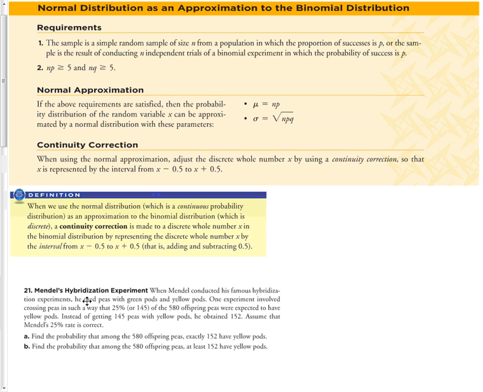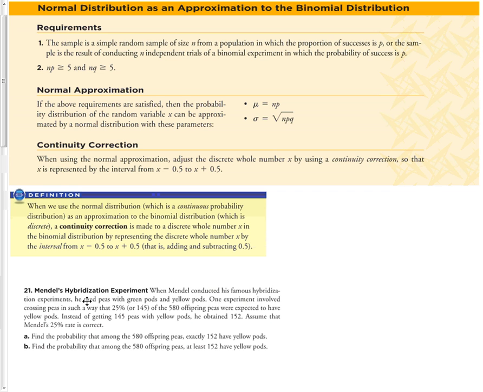Okay, now we're going to see how we can use the normal distribution as an approximation to the binomial distribution. The requirements are first that the sample is a simple random sample of size n from a population in which the proportion of successes is p, and the sample is the result of conducting n independent trials of a binomial experiment in which the probability of a success is p. The second requirement is that n times p is greater than or equal to 5, and n times q is also greater than or equal to 5.